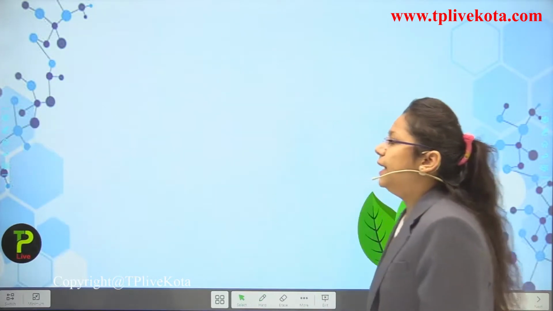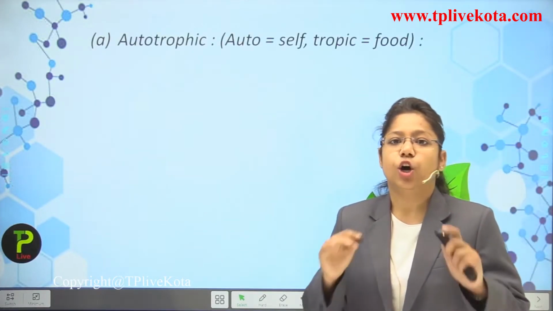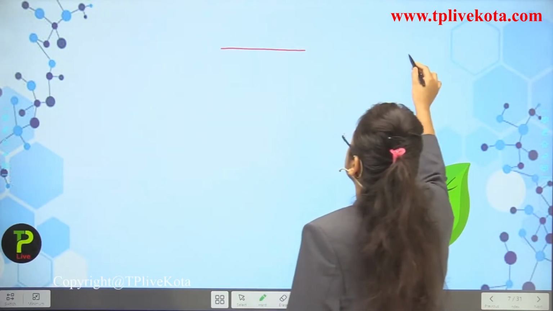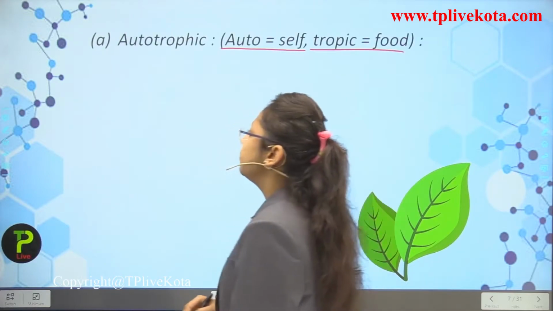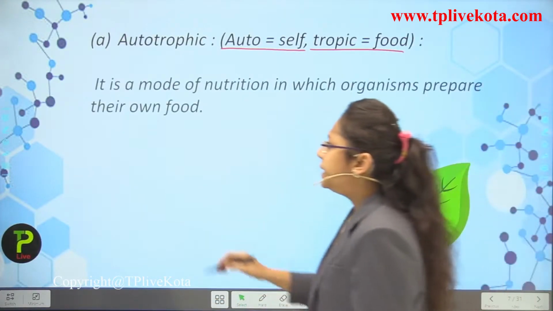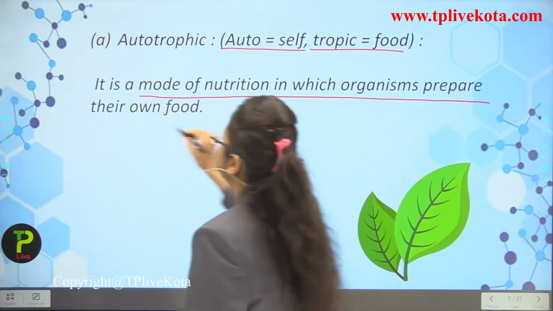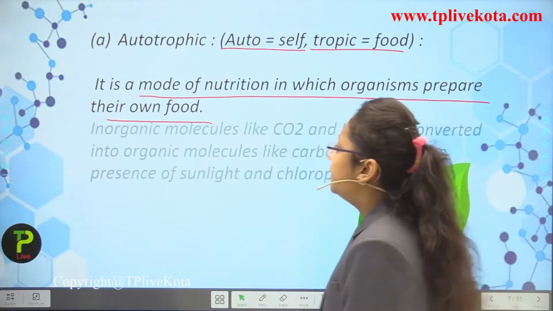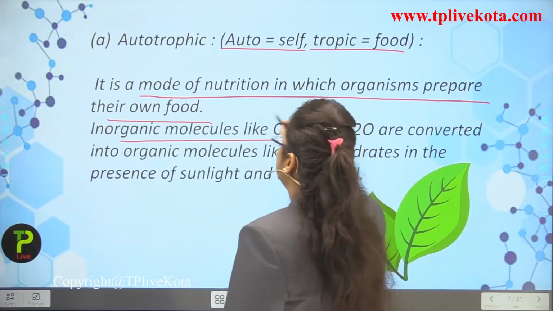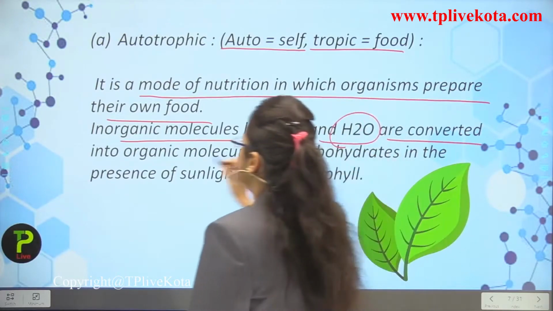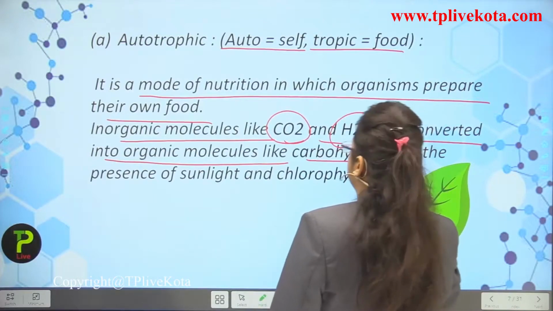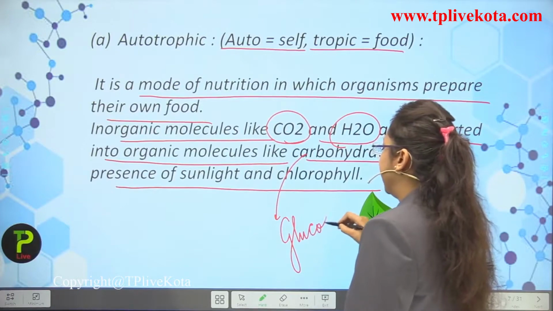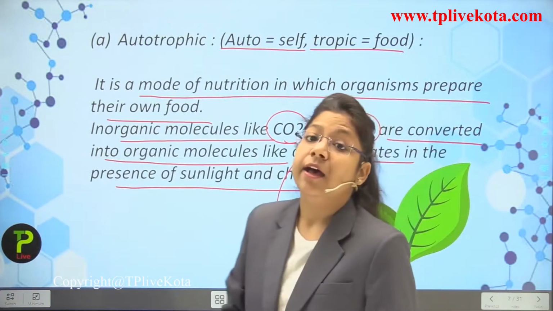Okay students, so let's see the first topic, that is the autotrophic mode of nutrition. So auto means self and trophic means food. Now next, it is a mode of nutrition in which organisms prepare their own food. So they are preparing their own food by themselves. Next, inorganic molecules like carbon dioxide and water are converted into organic molecules like carbohydrates in the presence of sunlight and chlorophyll. Okay, so I want to write here that the carbohydrate which is prepared is just glucose.